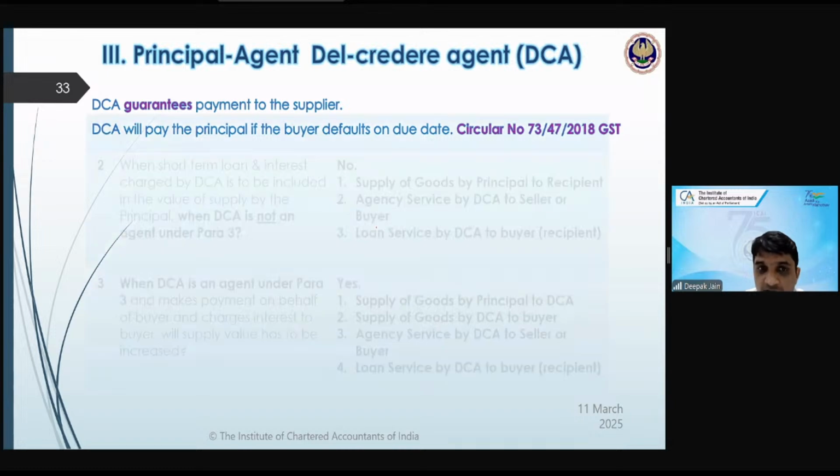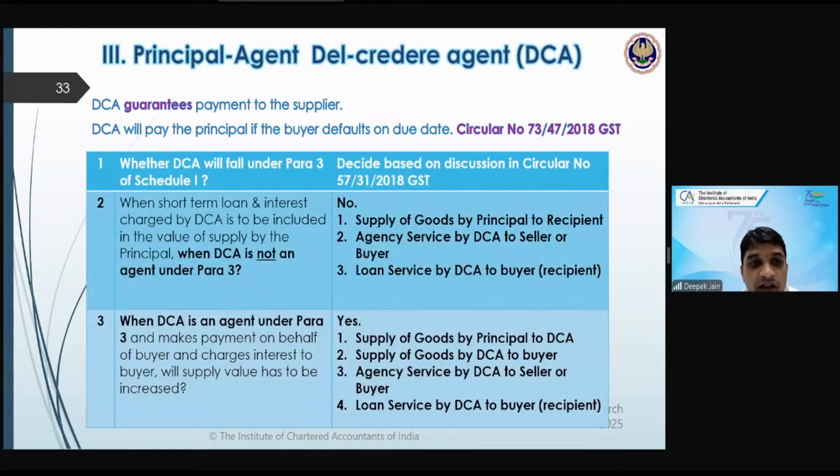In such a scenario, we'll go through each scenario. Whether the del credere agent will fall under para 3 of schedule 1, that we have to decide based on the previous slide. That is, through the same circular, we have to decide whether this del credere agent is raising the invoice in his name, then he will be an agent falling under para 3. If he is raising an invoice in the principal's name, then he is not an agent on which these transactions will be taxable.